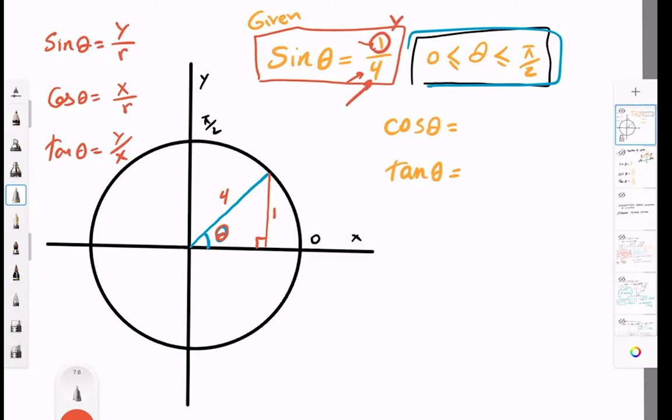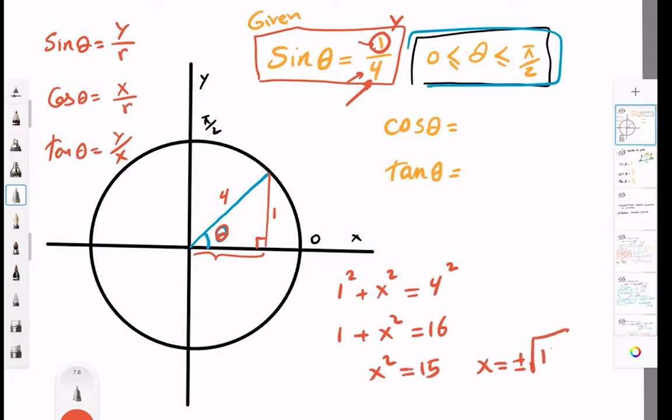Then we use the Pythagorean theorem to solve for the third length. So 1 squared plus x squared equal to 4 squared, 1 plus x squared equal to 16, x squared equal to 15, x equal to plus or minus root 15. We have plus and minus, but because we are in quadrant 1, x should be positive. So I will get radical 15, not negative. All right, so now we are done.